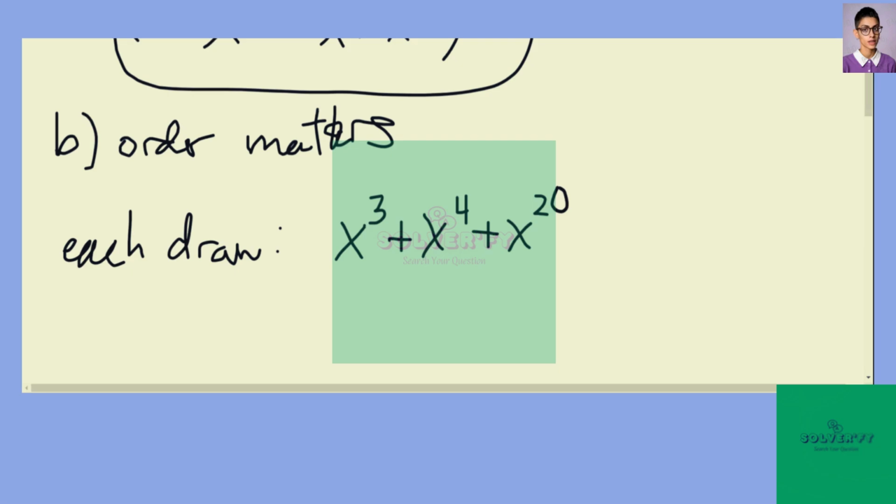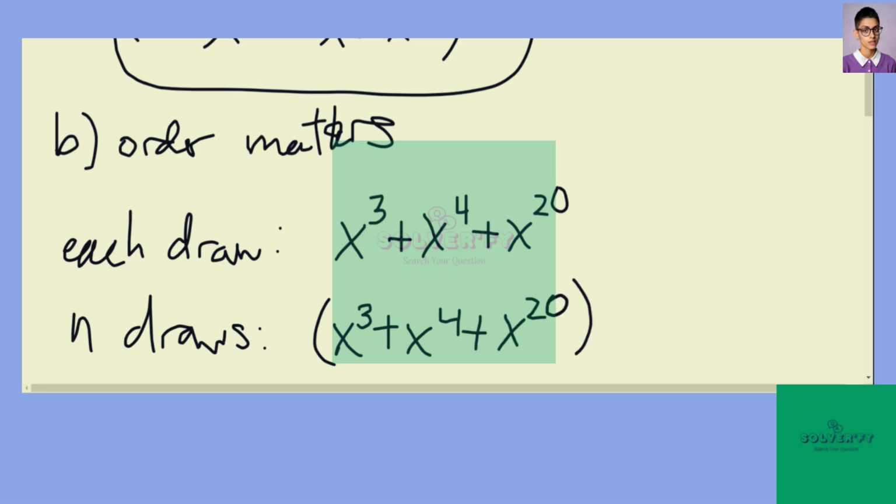And if we make n draws of stamps, then the generating function of the n draws is the product of the generating functions for each draw. This is going to be x cubed plus x to the fourth plus x to the 20th to the nth power, and the total generating function is the sum over all possible draws.